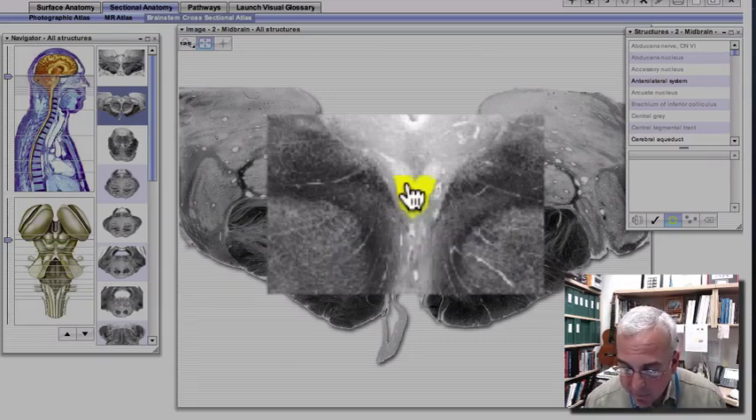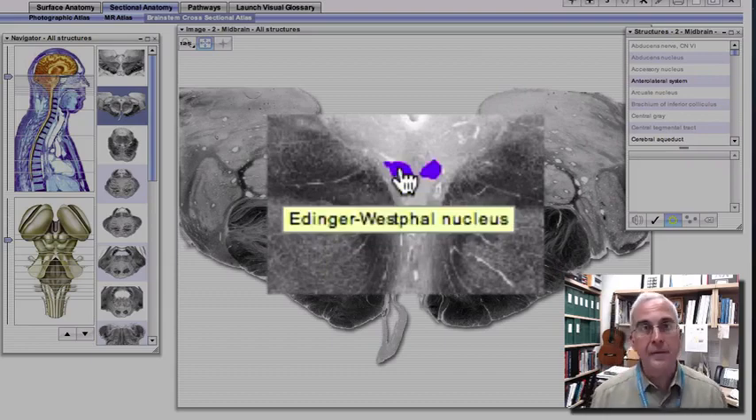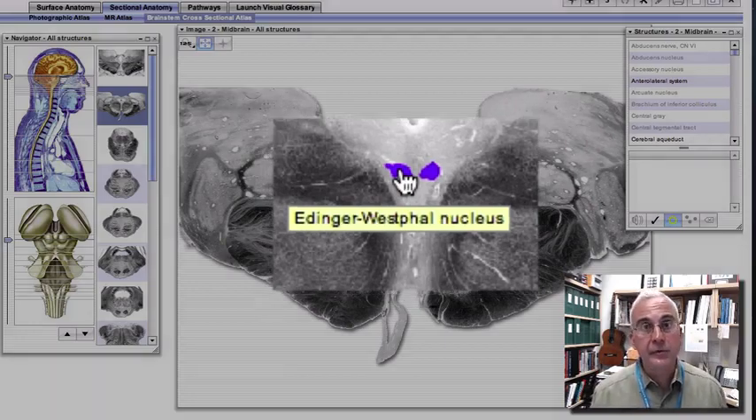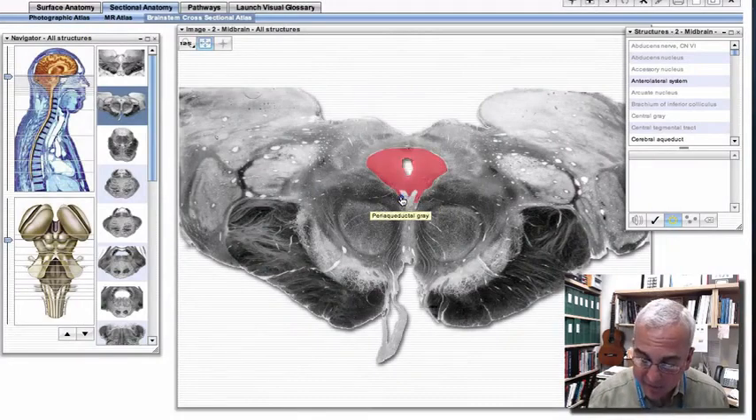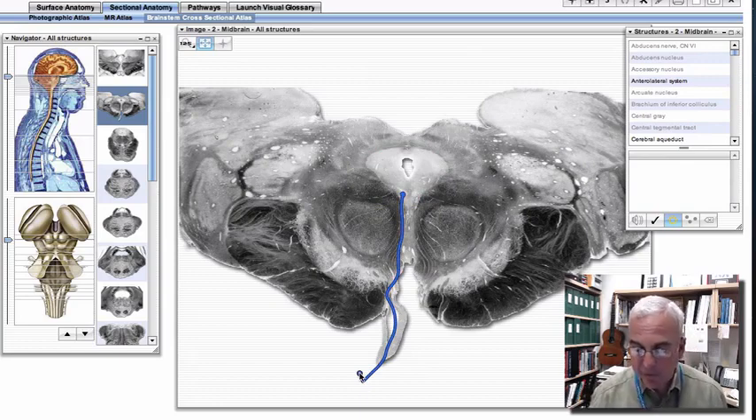But just on the dorsal aspect of this oculomotor complex is where we find our Edinger-Westphal nucleus. Again, this nucleus gives rise to parasympathetic preganglionic axons that have their cell bodies here, and then they grow their axon out through the third nerve to constrict the iris in the eye.